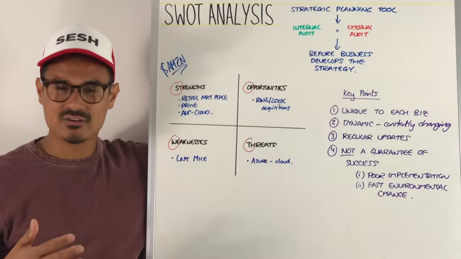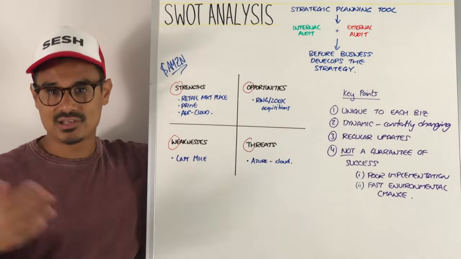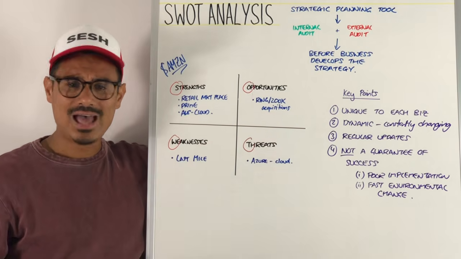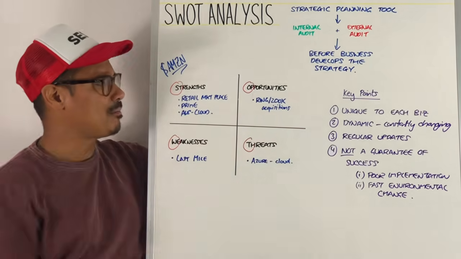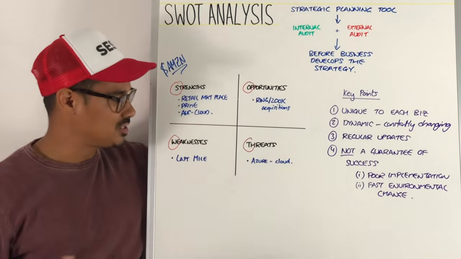Now, SWOT analysis, very simple. You're looking at the strengths, the weaknesses, the opportunities, and the threats, hence SWOT being the first letter of all of those. Now let's just take an example of Amazon. The strengths: retail marketplace, Prime, and AWS being their cloud computing unit.